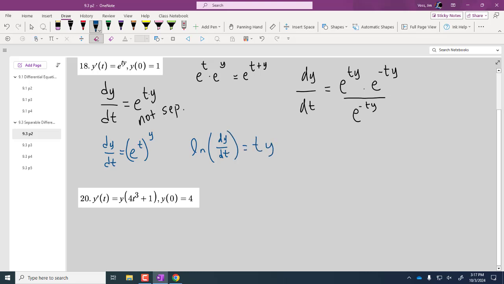But now what? You need to have the dy and the dt out in the open. They can't be inside a function. Well, that's when you separate it into ln dy minus ln dt. But they're still not separated. And dt divided by 1. Not going to work. It's not going to work. All right, so that one is not separable.